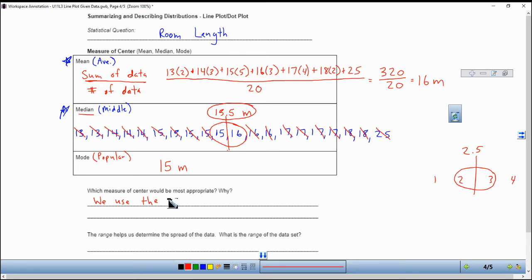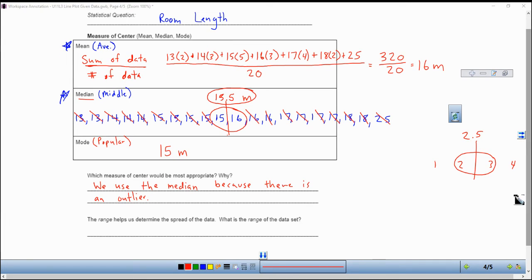Now, there's a mathematical way to find the outliers. We're not going to do that this year, so if there is an outlier, I will just tell you if there is one. We use the median because there is an outlier. Nice. Okay.